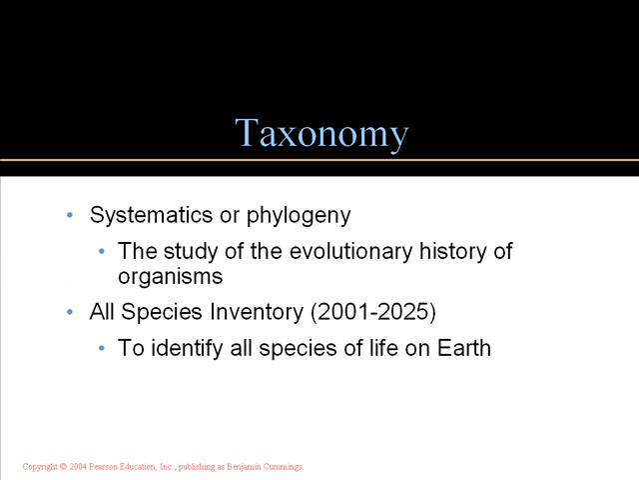Organisms are in a system of phyla, or a systematics of phylogeny. As we look at microorganisms, we want to look at an evolutionary history of these organisms. Where did they derive from? What have we done historically to be able to identify particular organisms? All species that we know of have been inventoried, it's believed between 2000 and eventually through 2025. We hope to be able to identify all species of life on Earth.